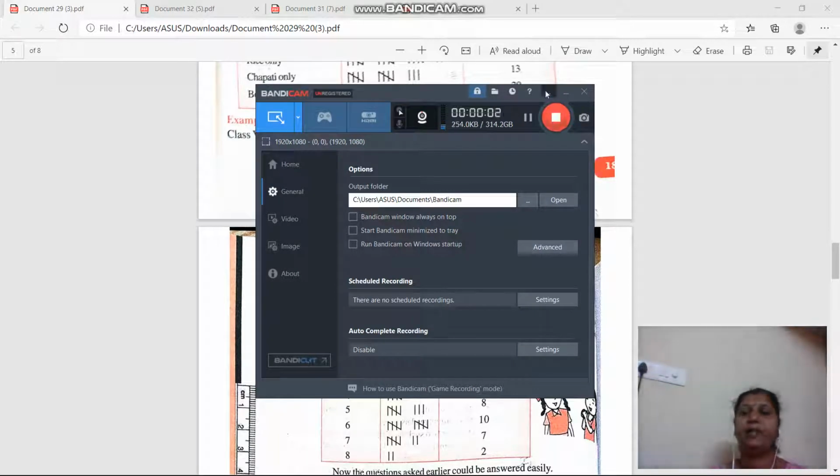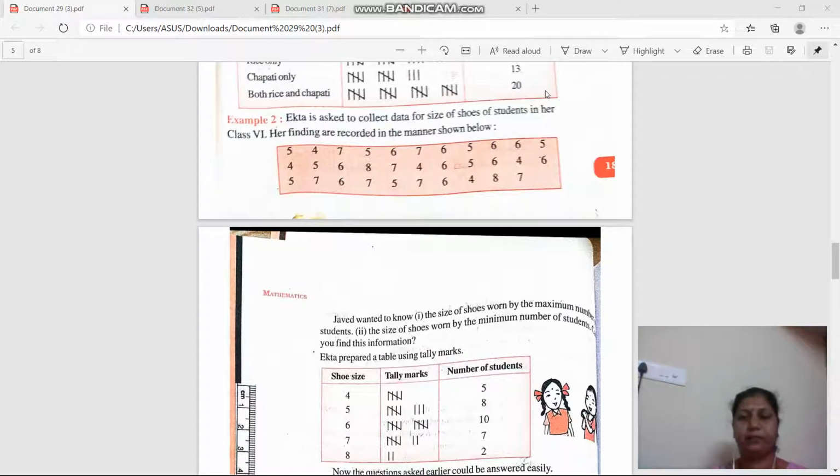Swaminarayan. Now we are revising the chapter data handling once again, right? So we are up to tally marks. Okay, we see the example of the number of shoes.